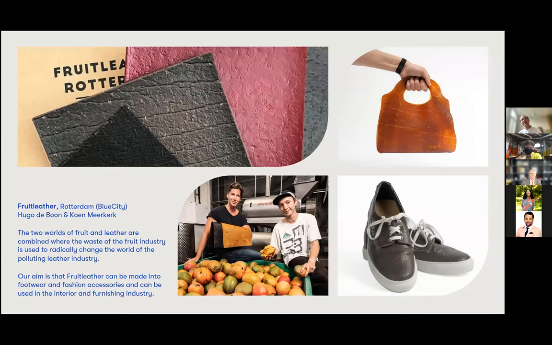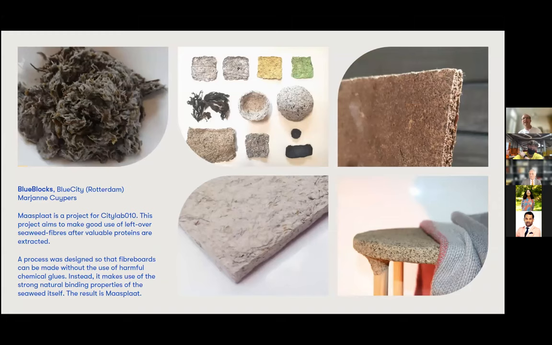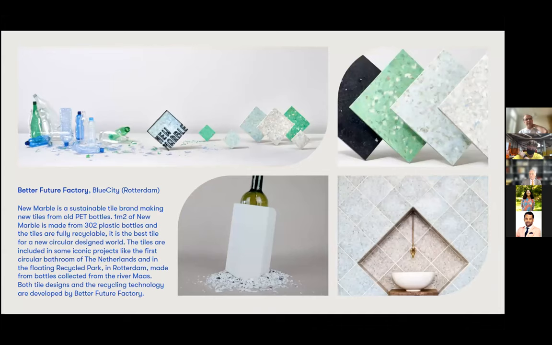Like I said, this is not just a circular built redevelopment and refurbishment of a former building, but it also houses all kinds of companies, very interesting ones like Fruit Leather that turns mango waste into a leather competitor, a company that turns algae into building material, and our neighbors, Better Future Factory, that have a waste plastic company, a little bit like what I showed in Villa Welpelo, but they are doing this in tiles for bathrooms.